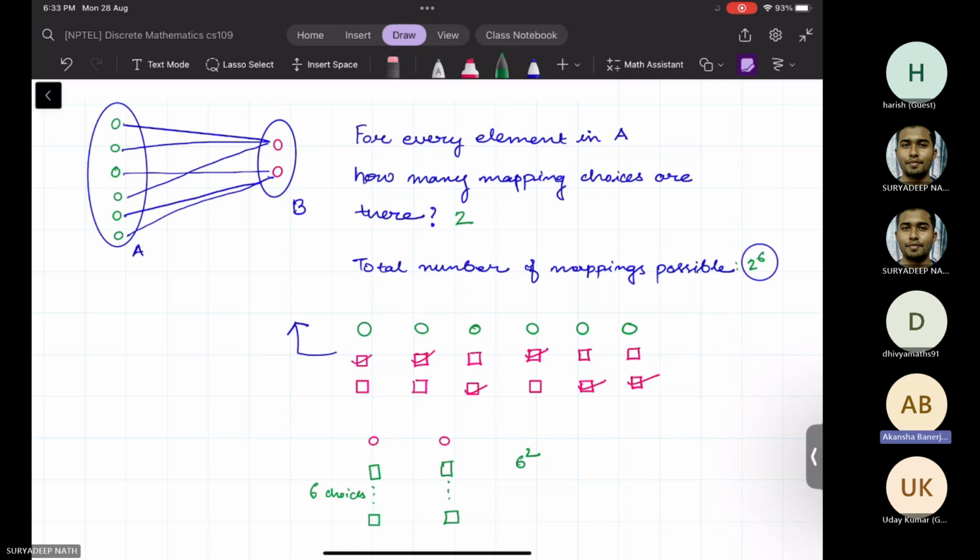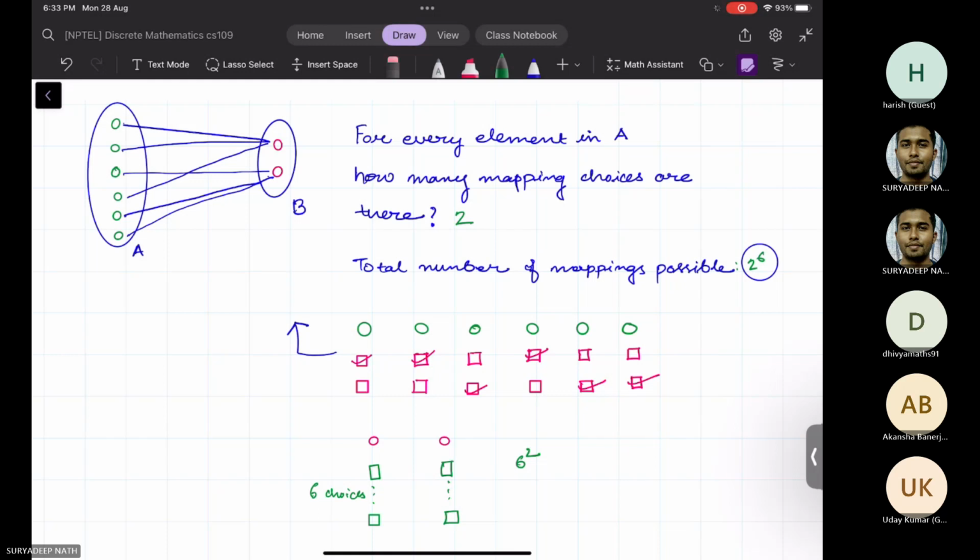Sir, I think only two of the elements from set A will be mapped, remaining will not be mapped at all. Right. You are right. So for a function, there can be multiple pre-images, but there should be at least one pre-image.